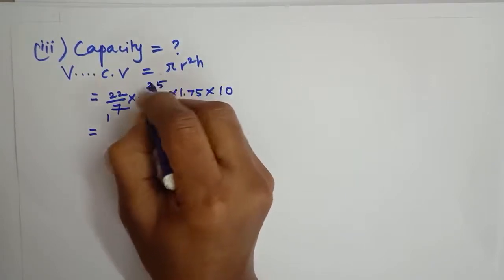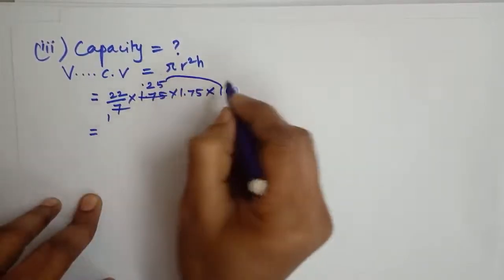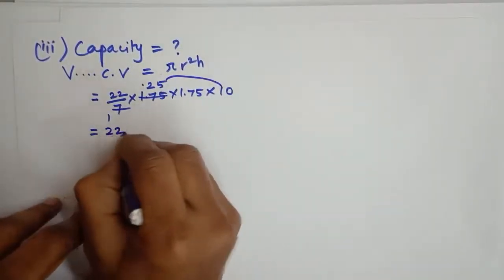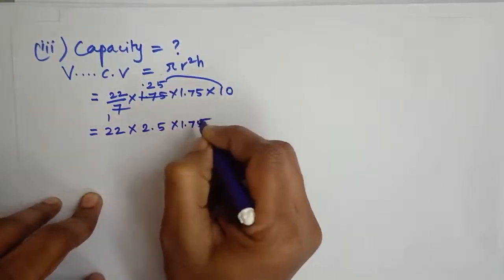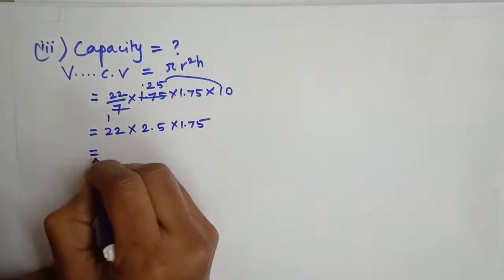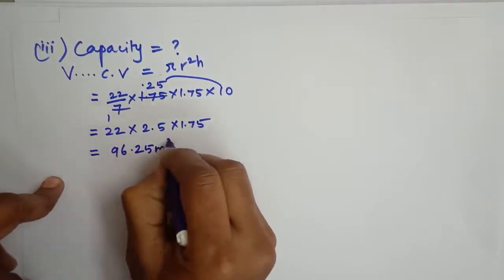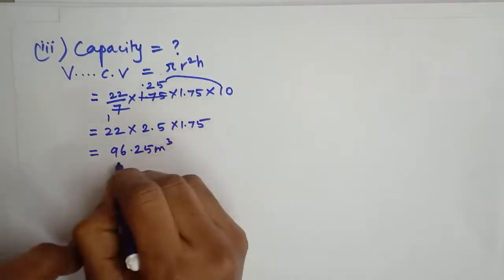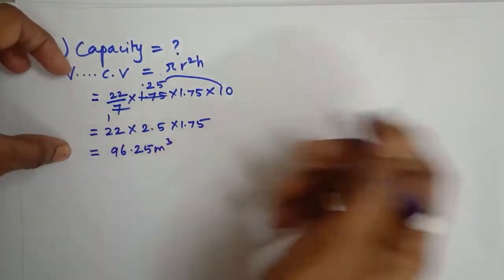Okay, so 0.25 into 10, that is 22 into 2.5 into 1.75. If you multiply these numbers, you can get 96.25 meter cube. The capacity of the vessel is 96.25 meter cube. Is it clear? Good.